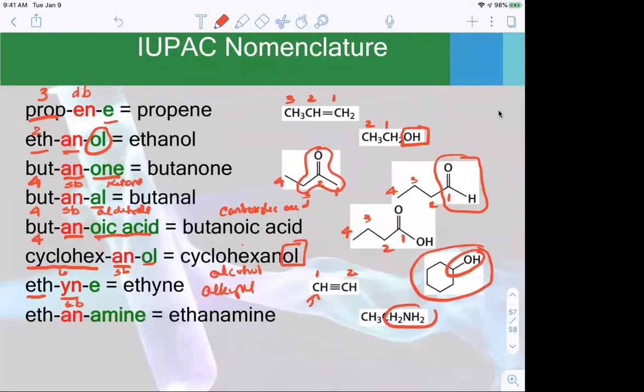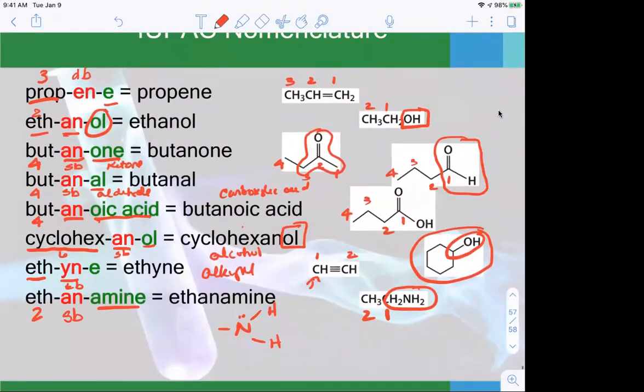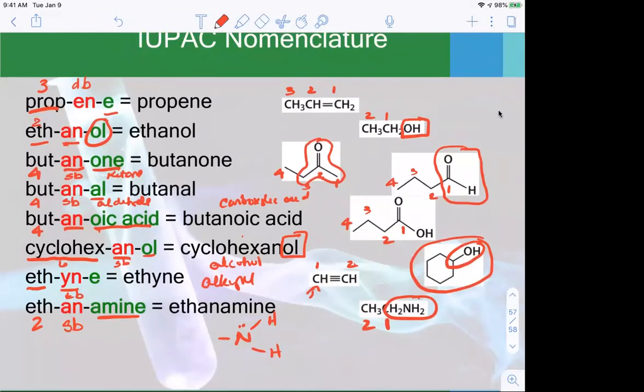And then here I have an amine, right? When I have nitrogen attached to either hydrogens or other alkyl groups, that's an amine. I have 2 carbons, so it's an eth. Those carbons are singly bonded, so I have eth and amine, which is the name for that particular compound. So this gives us a guide to how we're going to incorporate functional groups into our naming.